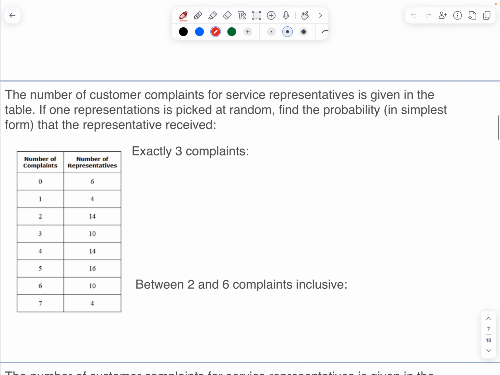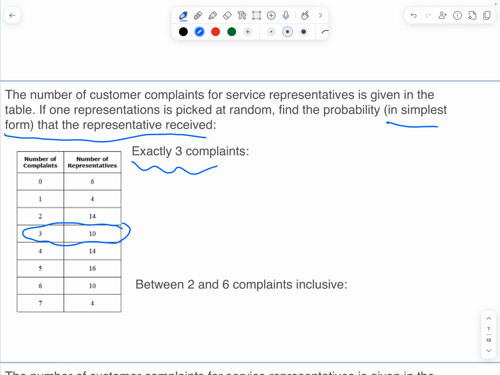All right, so we have what looks like a table here. The number of customer complaints for service representatives is given in the table. If one representative is picked at random, find the probability in simplest form, okay, there they go with that simplest form, that the representative received. Okay, looks like we've got multiple parts. So exactly 3 complaints, all right? So that's going to be right in here.